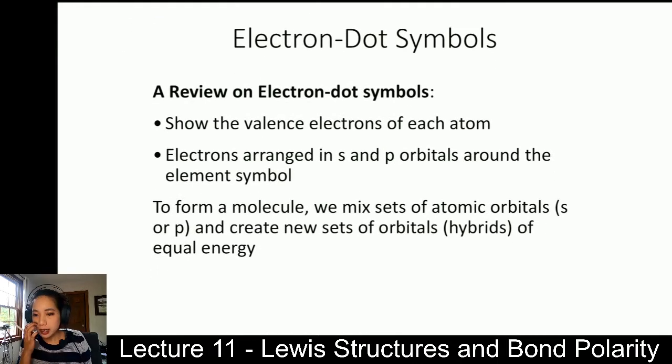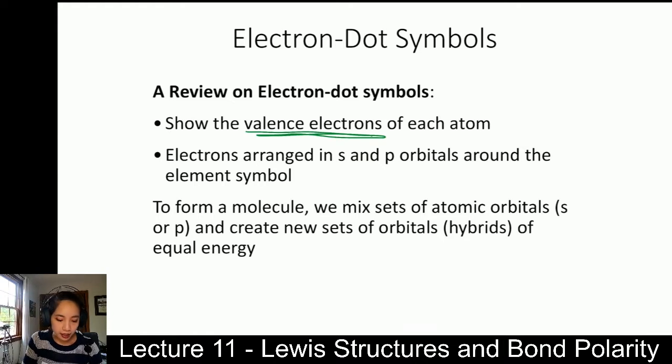So one of the really important skills from the previous chapters is you need to have a really firm understanding of electron dot symbols and how to count valence electrons on different atoms. Those skills are going to be really important when we're essentially putting together electron dot symbols and creating Lewis structures. So remember what an electron dot symbol shows. It tells us the number of valence electrons of each atom. So you need to know how can you look at an atom and predict how many valence electrons there are. And it's all on the periodic table.